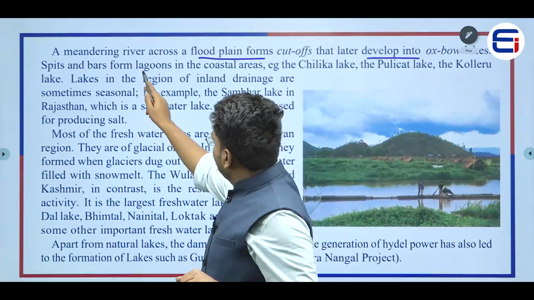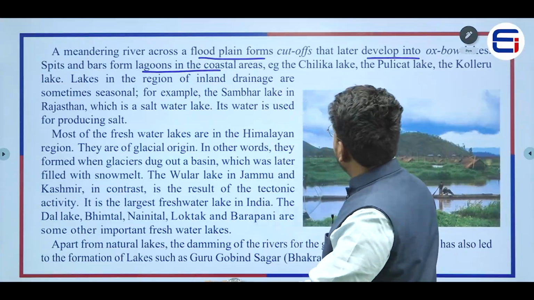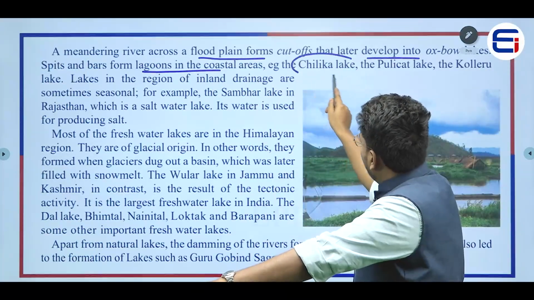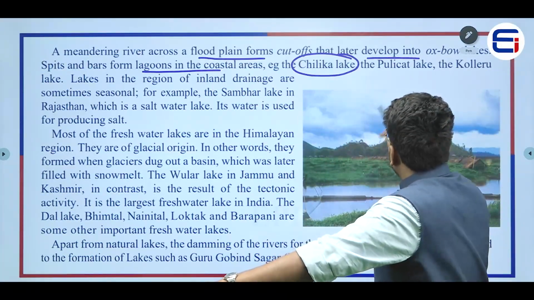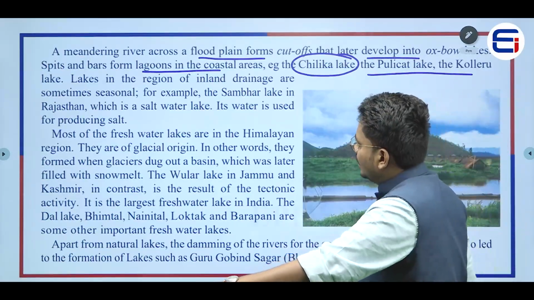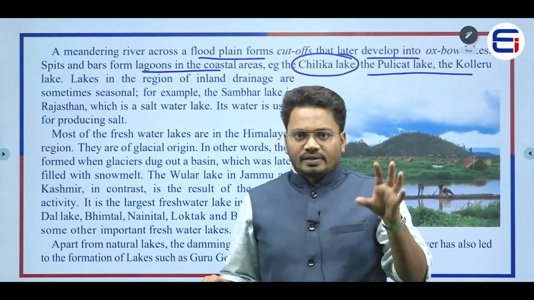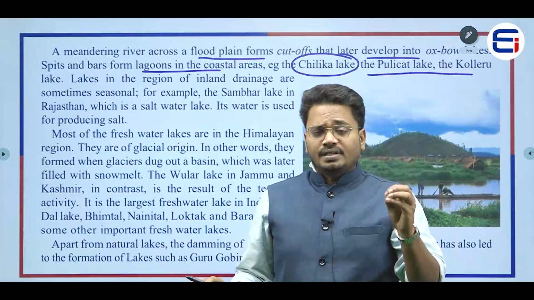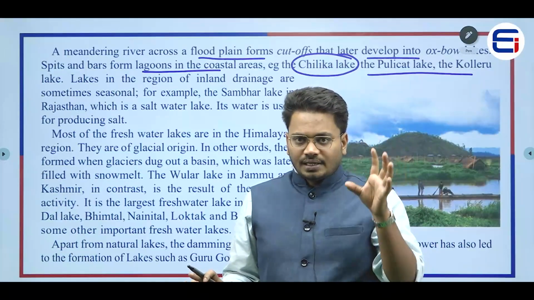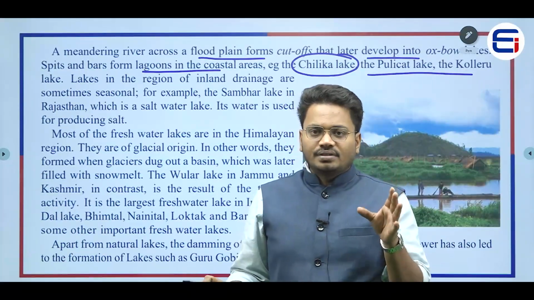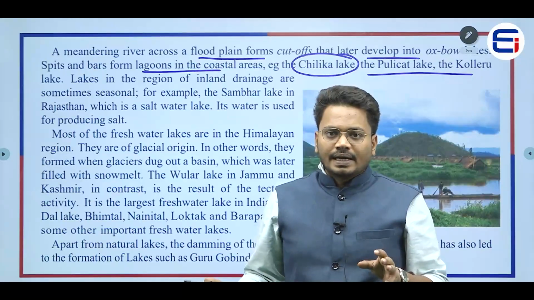Now, spits and bars form lagoons in coastal areas. What is the example for lagoon? Chilka Lake, the Pulicat Lake and the Kolleru Lake. So, these are the examples for the spits and the bars. Now, spits and bars are the landforms which are created because of the depositional activity of the river, right?